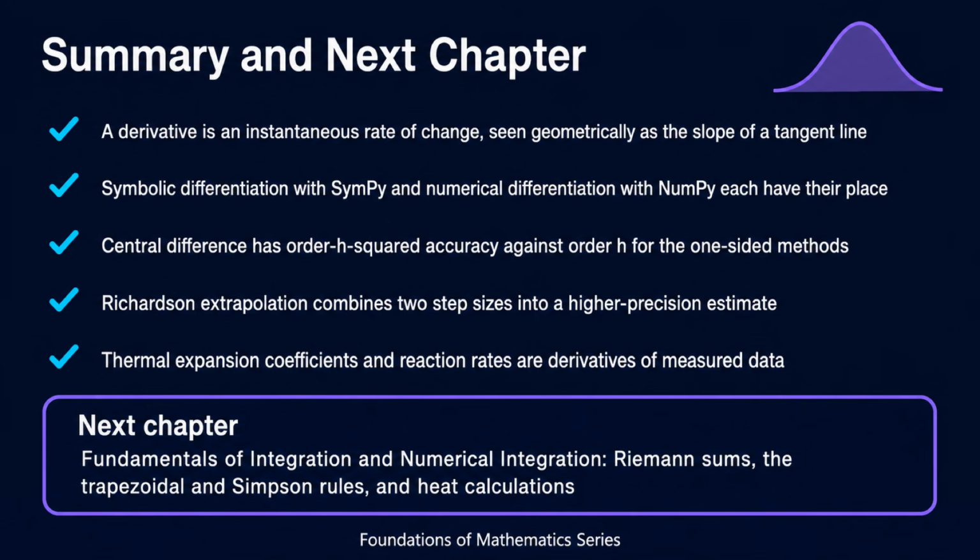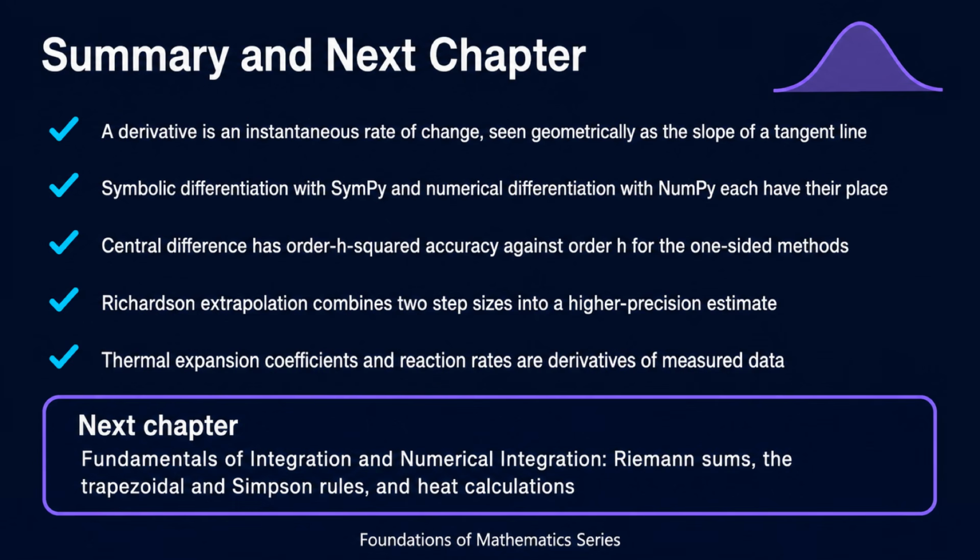Let us pull the chapter together. A derivative is the instantaneous rate of change of a function, and geometrically it is the slope of the tangent line at a point, defined as the limit of a difference quotient. When you have a formula, symbolic differentiation with SymPy applies the rules for you. When you have only data or a black box function, numerical differentiation applies them approximately.